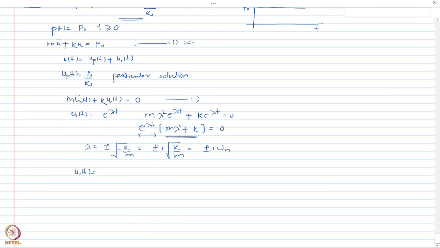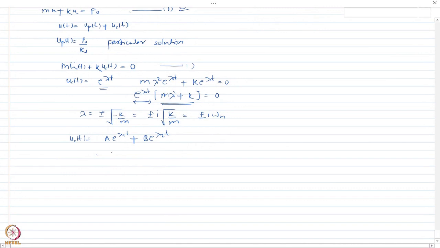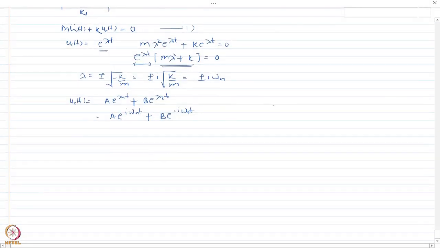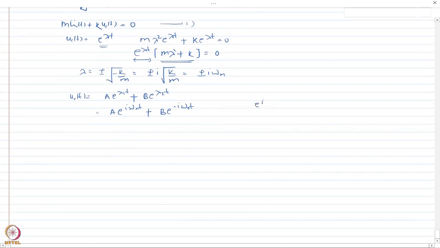Remember that I had assumed this has to be the solution. So a linear combination of the two solutions: a e to the power lambda 1 t and b e to the power lambda 2 t, which is nothing but a e to the power i omega n t plus b e to the power minus i omega n t. I also remember from my knowledge of complex numbers that I can write e to the power i x equal to cos x plus i sin x, and if I replace i x by minus i x, I can write e to the power minus i x as cos x minus i sin x. So I'll do that here.